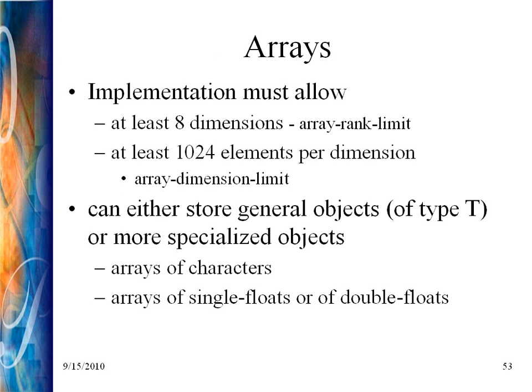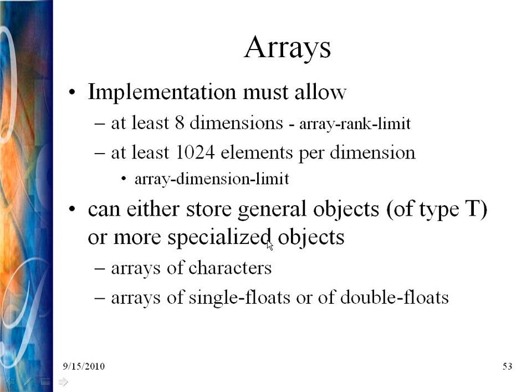So arrays must allow at least 8 dimensions. Look at the variable array-rank-limit. At least 1,024 elements per dimension in Allegro Common Lisp, but in most Lisp implementations, those values are much larger. Arrays can either store general objects or be of more specialized types: arrays of characters, arrays of single floats or double floats, arrays of fixnums are typical specialized arrays.